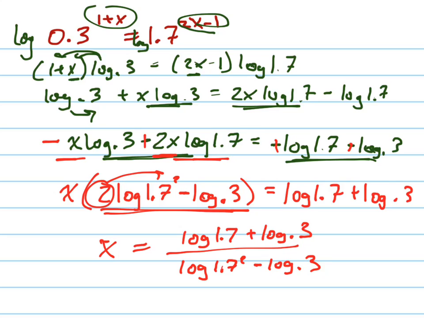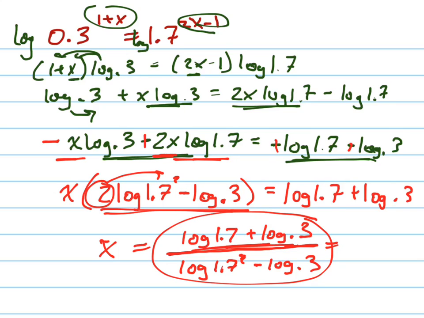Those log 0.3s cancel. Nope, the log 0.3s can't cancel. This is one thing that people want to do; they want to cancel those. Remember, terms don't cancel, factors cancel. So those are terms. But what you can do, since these are both logs, and this is where it gets tricky, this answer might be sufficient. The teacher might say, nope, I want you to simplify it more.